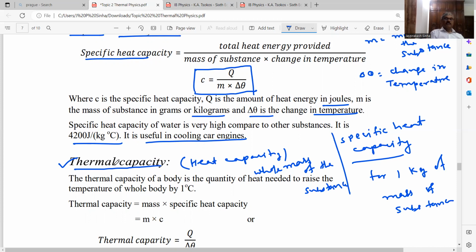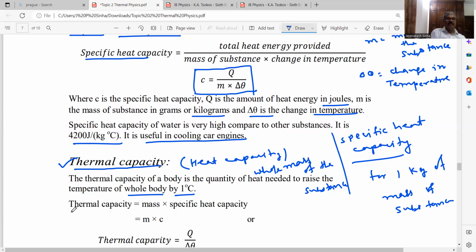Correct. So what is the definition of thermal capacity? The thermal capacity of a body is the quantity of heat needed to raise the temperature of the whole body by 1 degree Celsius. Okay. So this is the difference between the heat capacity or thermal capacity and a specific heat capacity. And this you have to always remember.